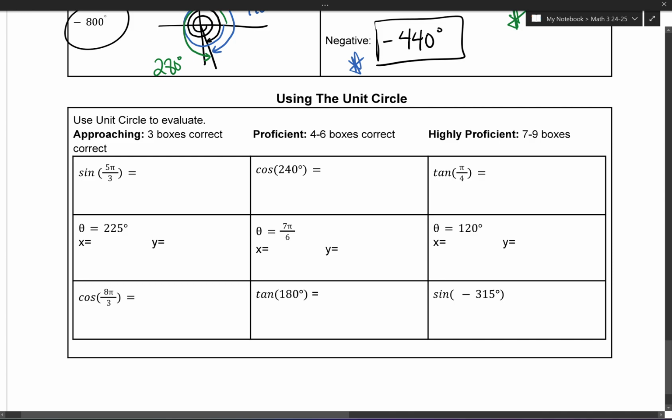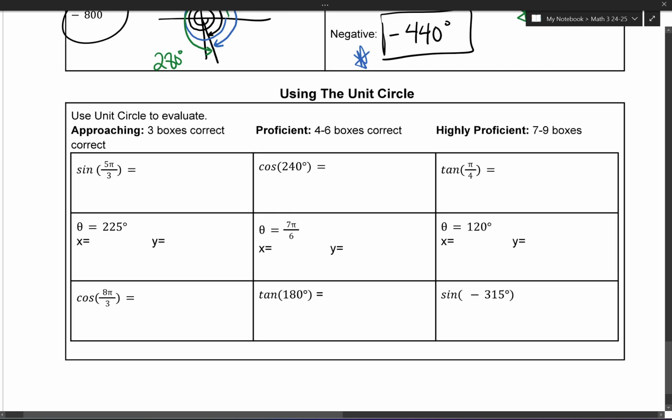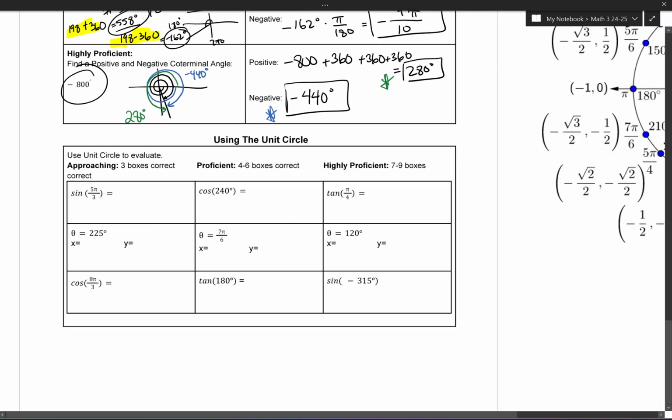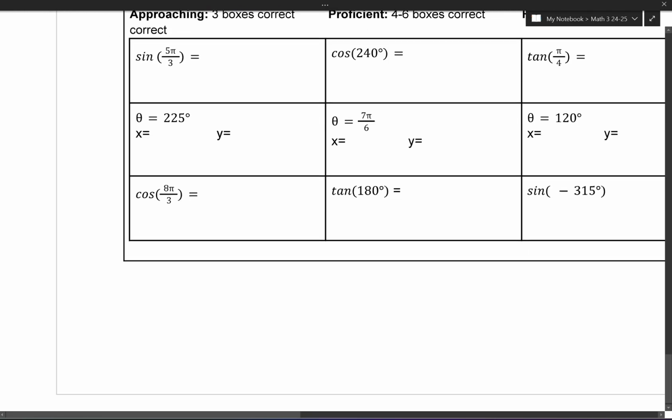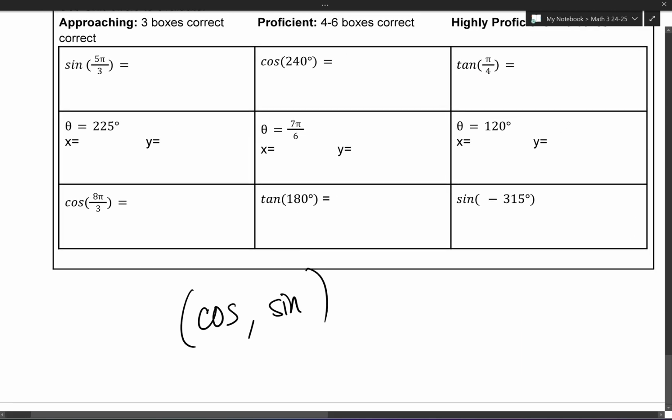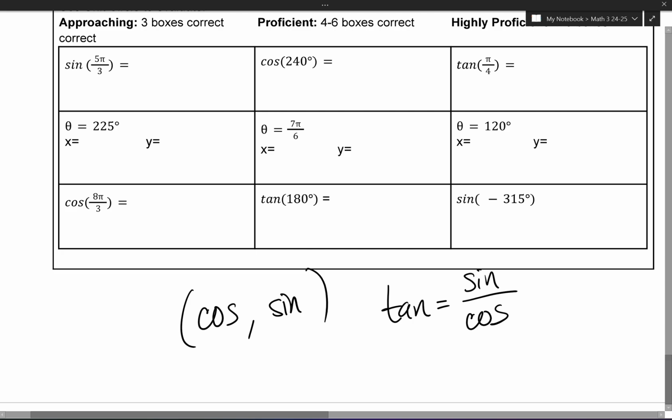Now using the unit circle. Last video. Well, let's look at the unit circle. The sine, cosine. This is the x and the y. And tangent is sine over cosine. This is important.